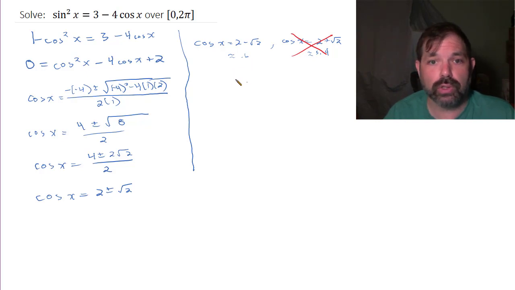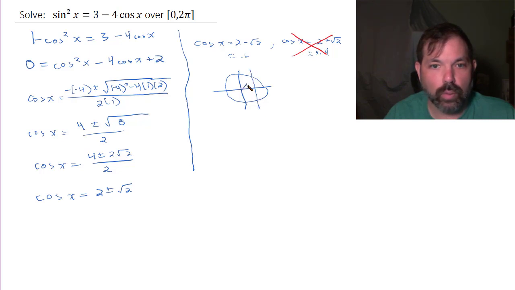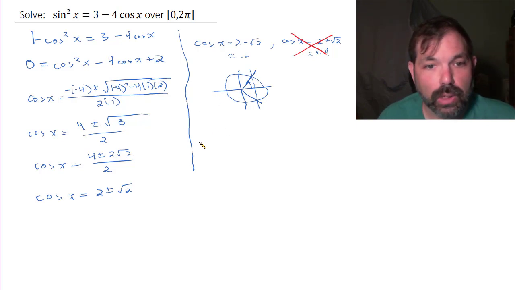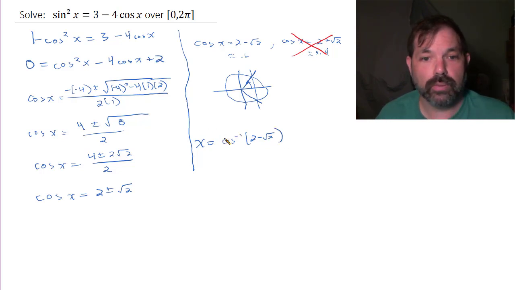There are two places on the unit circle. Let's think of our unit circle for a moment. The cosine is positive and approximately 0.6 there. So I'd have one solution in quadrant 1, a second solution in quadrant 4. The solution in quadrant 1 is given by the inverse function. So then x is equal to the cosine inverse of 2 minus the square root of 2. That's my first angle from the inverse function.